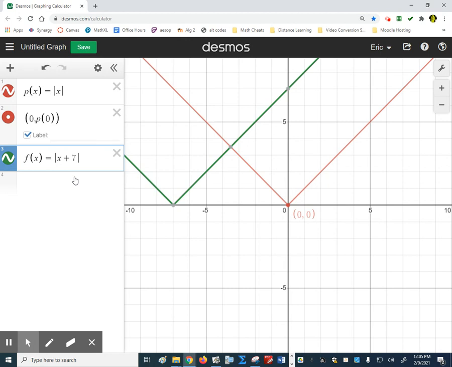This is a confusing one, right? When you add or subtract a number inside the function, it's always the opposite of what it initially seems like. If you add a number, you're going left instead of right. If you subtract a number from x, you're going right instead of left. Okay? Let's try another one.